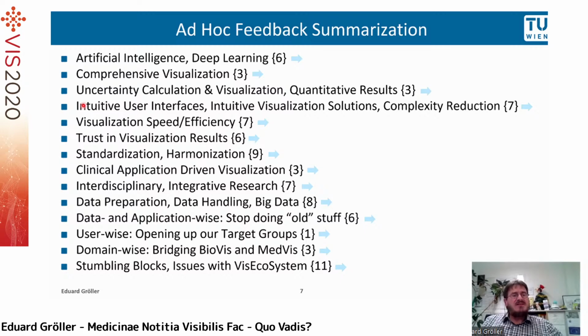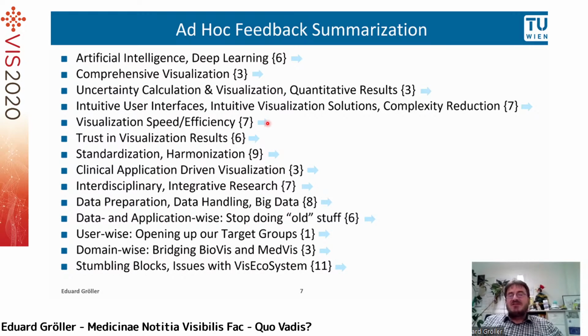And then the next topic was mentioned very often. It's about intuitive, simple user interfaces. So it should be what we are producing. It should be intuitive. It should be easy to integrate in the workflow of our customers. And it should be similar to what they are used to. And this then to a certain degree restricts our creativity.